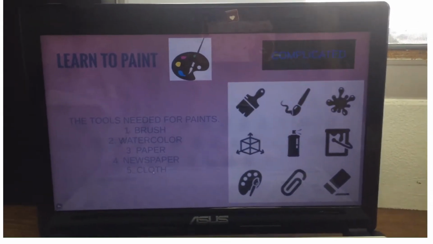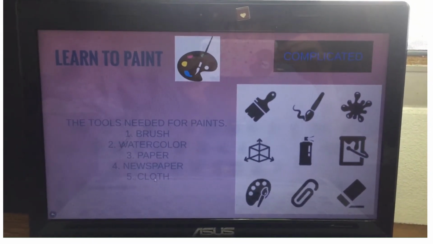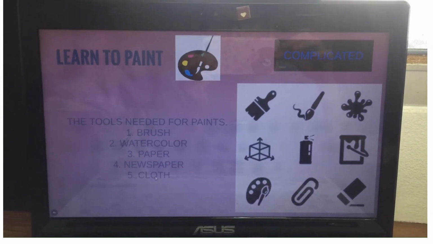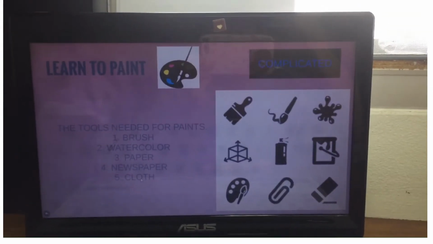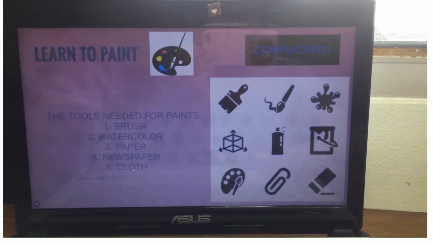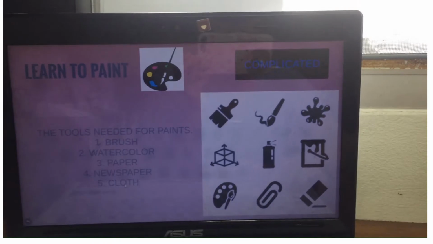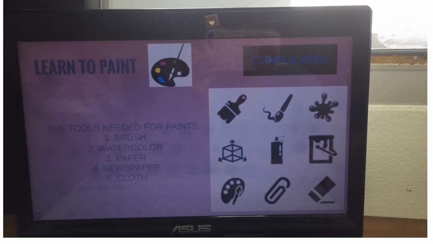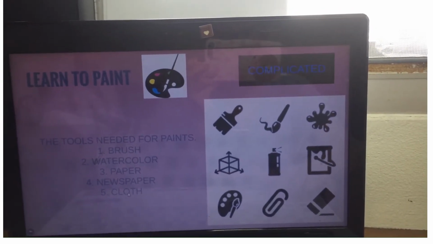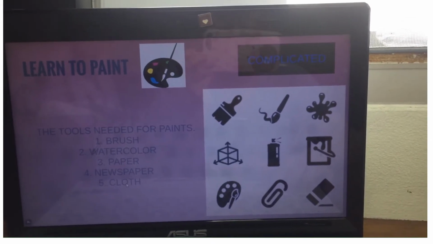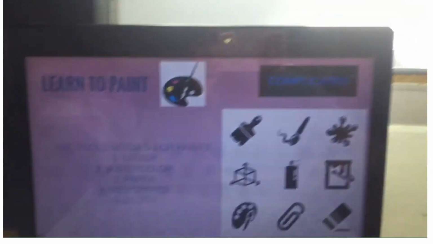Sometimes we like to put a lot of icons. Let's see this one, complicated. How to learn to pen. The tools needed for pens: first, brush, second, watercolor, third, paper, newspaper, cloth. But the audience finds it hard to focus on which one is which because their eyesight is focused on the picture. And they could not see well the materials needed for pens because the color contrast is so big. So to avoid this, we should not put so many pictures, instead just put one. Okay.